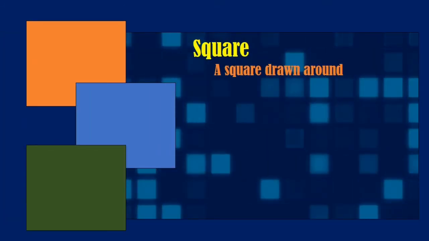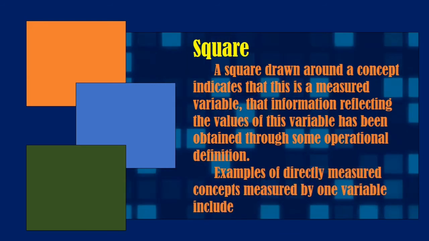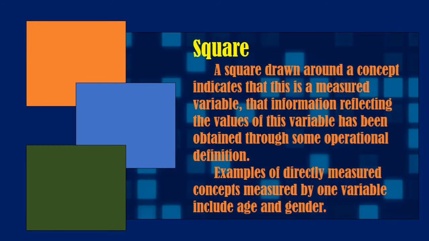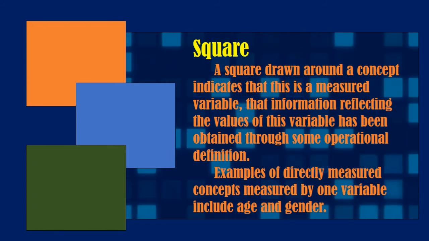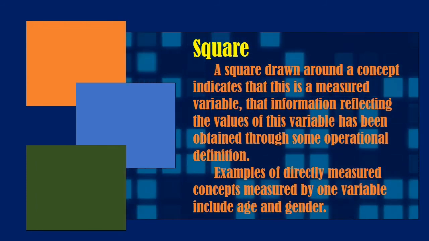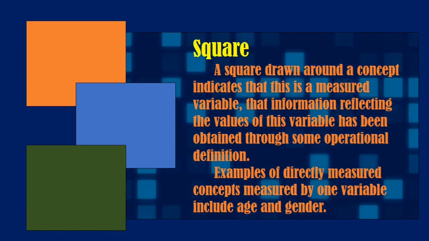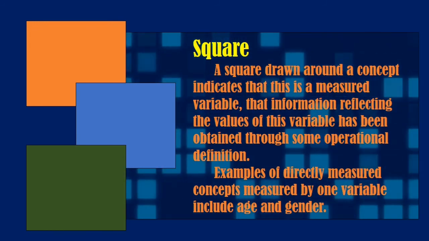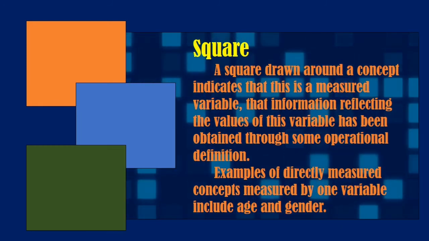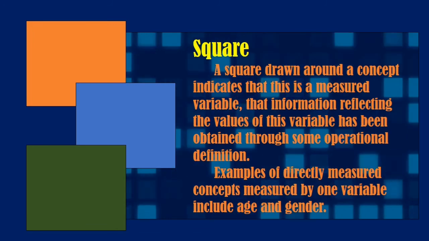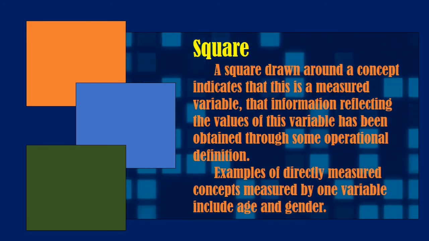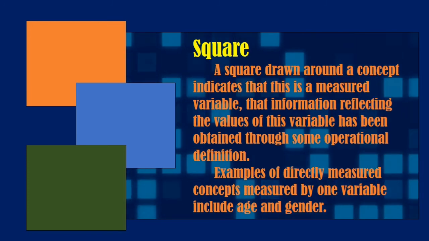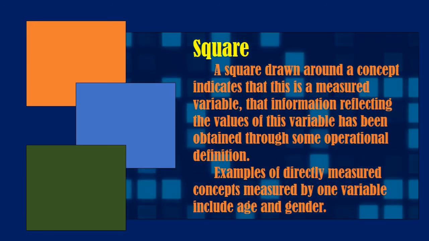Okay, next, you might also use a square. A square drawn around a concept indicates that this is a measured variable, that information reflecting the values of this variable has been obtained through some operational definition. Examples of directly measured concepts measured by one variable include age, gender, and the like. So if you use a square drawn around a concept, make sure that such concept is a measured variable.